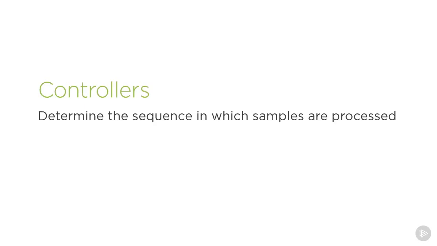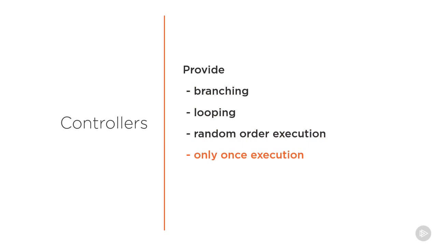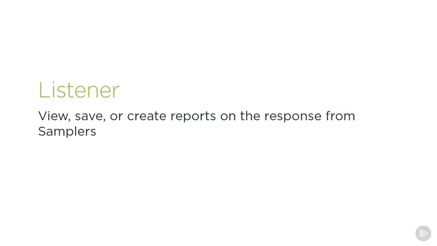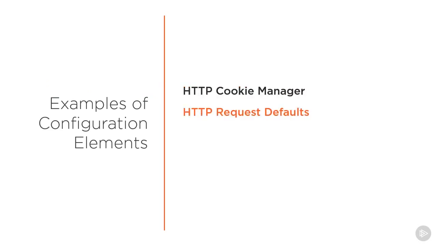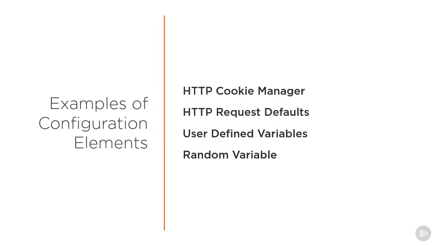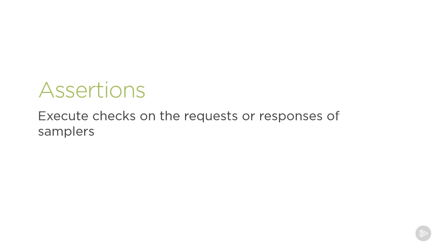Controllers are used to determine the sequence in which samplers are processed. Controllers provide branching, looping, random order execution, only once execution, and more. Listeners listen to the results of samplers and can then save the responses, view them, provide graphs and reports, and more. Configuration elements can be used to set up defaults and variables for later use by samplers. Examples are the HTTP Cookie Manager, HTTP Request Defaults, User Defined Variables, and the Random Variable configuration element. Assertions can be used to provide checks on the requests, or more commonly, the responses of samplers.